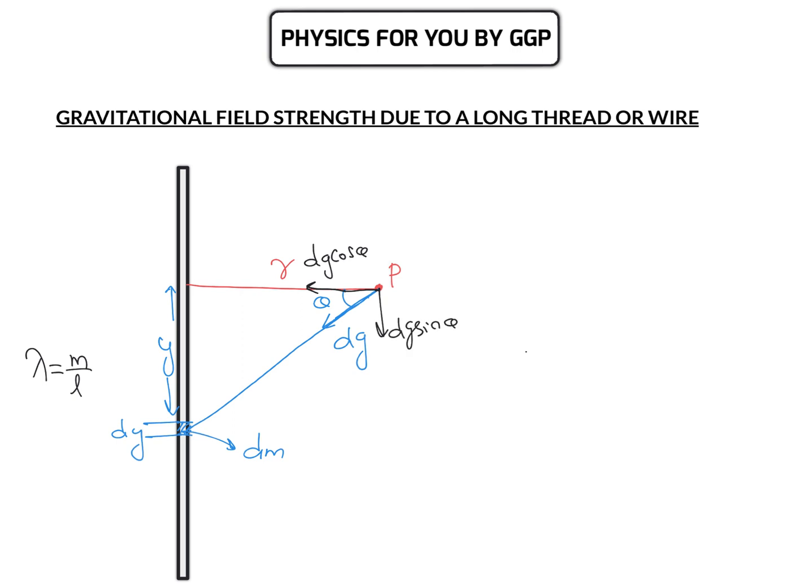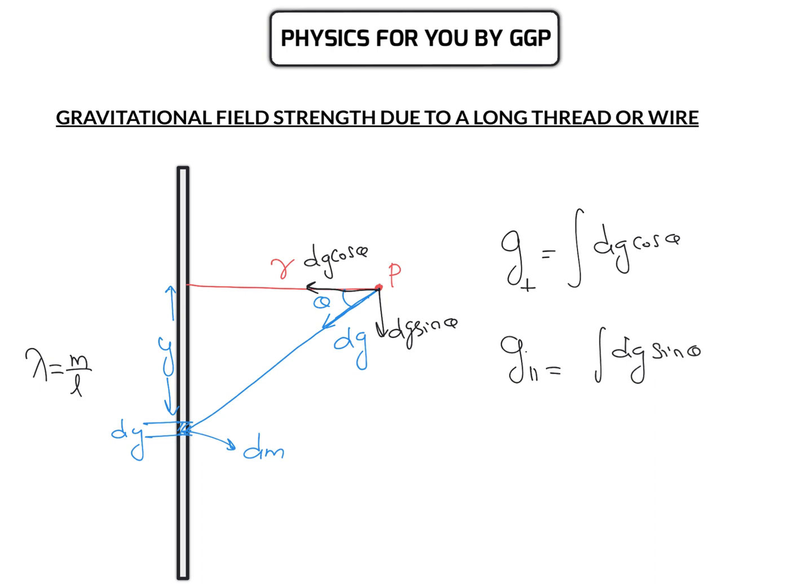Like that, if you find different elements at different points, we'll get different values of dg. If you add all these dg cos theta components, that is perpendicular to the wire. So if you integrate all these dg cos theta components, we'll get the gravitational field which is perpendicular to the thread. And if you integrate all these dg sin theta components, we'll get the value of the gravitational field which is parallel to it. So we are going to find these values.